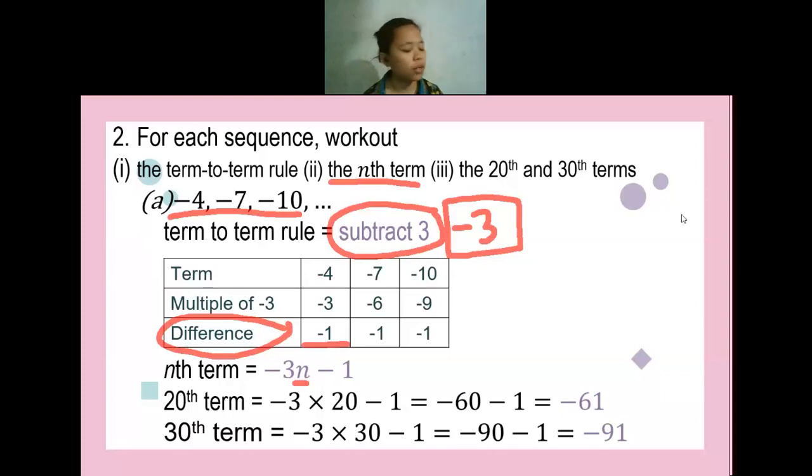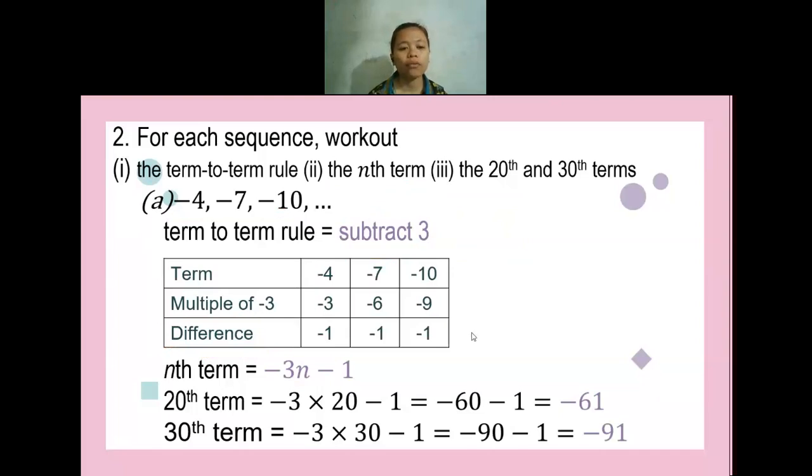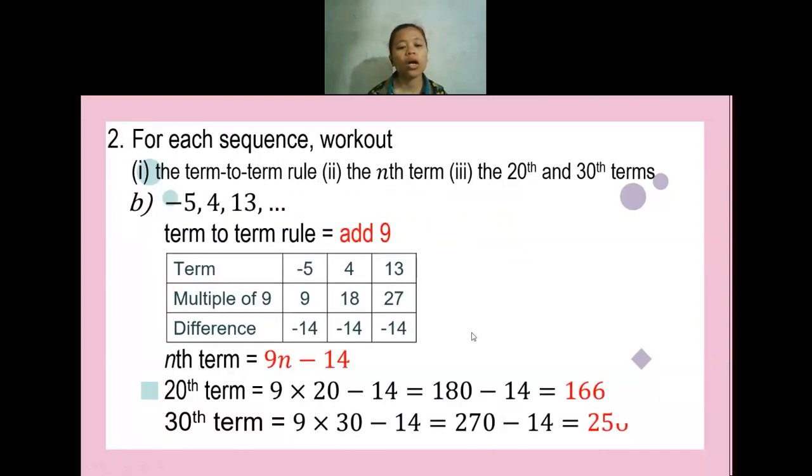Okay. When everything is already clear enough, I will move to question 2b. For question 2b, same, we already have the sequence. And from the sequence, we need to find the n term, the term to term rule, the 20th and also the 30th term and so on. So in here, from negative 5 to 4, we need to add 9. From 4 to 13, we have to add 9. You can show the term to term rule as 9, or you can write it as plus 9. That is also okay.